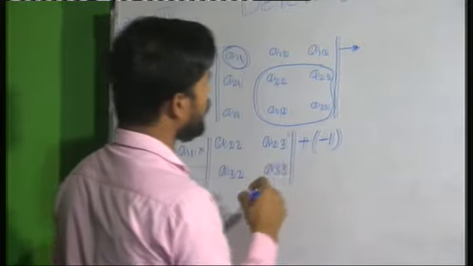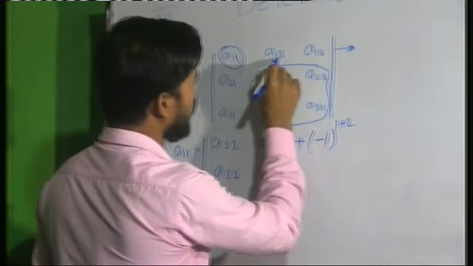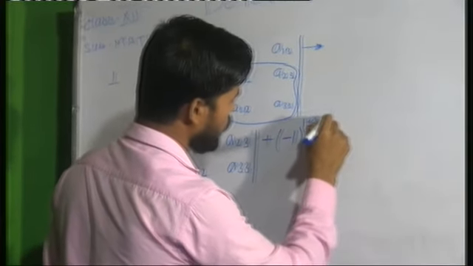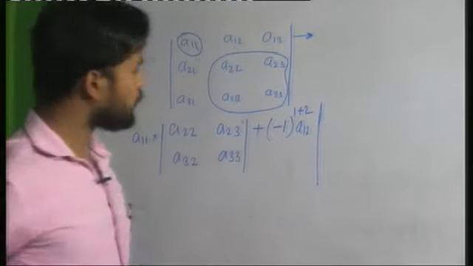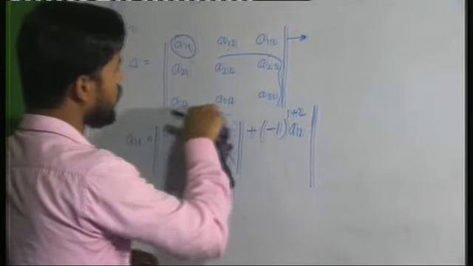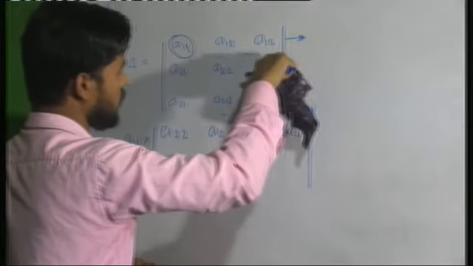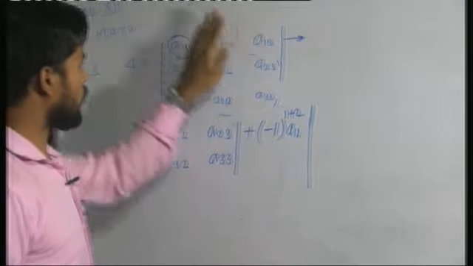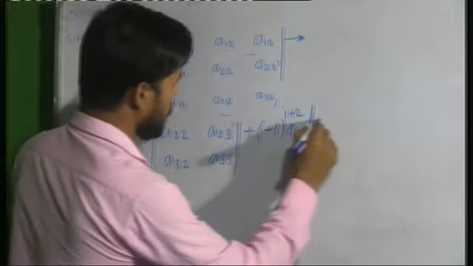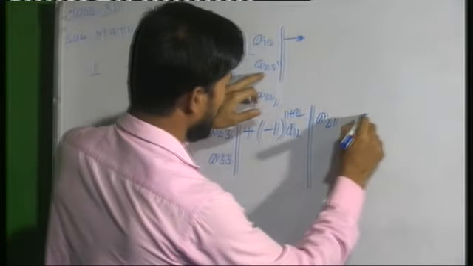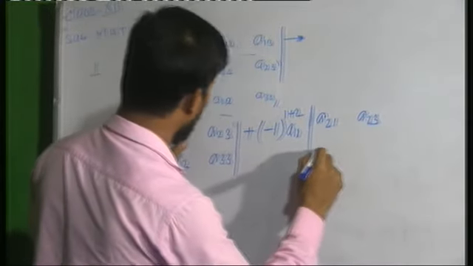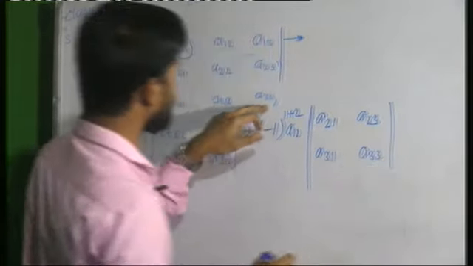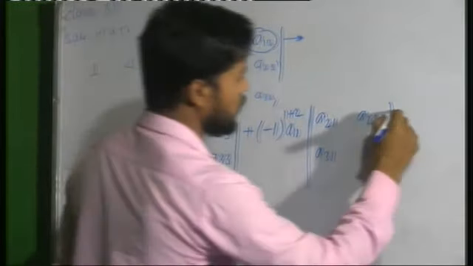Then plus minus 1 whole to the power 1 plus 2, A12 determinant of, now cover the element corresponding to the first row and second column, meaning cover this row and this column. So we have A21, A23, A31 and A33.